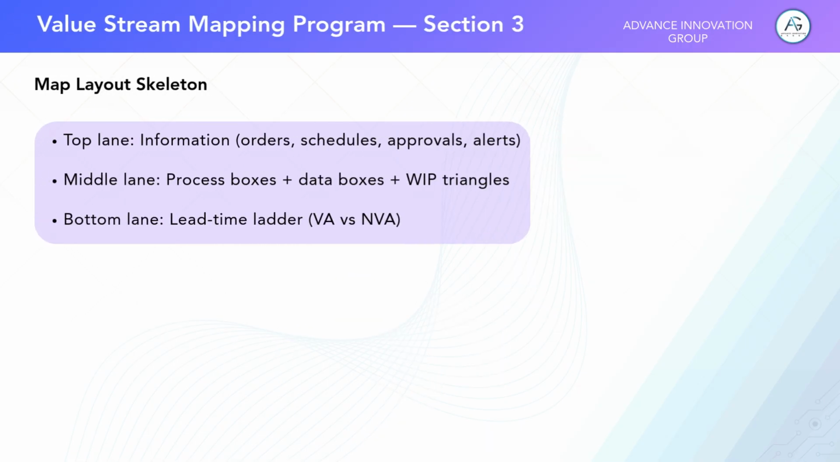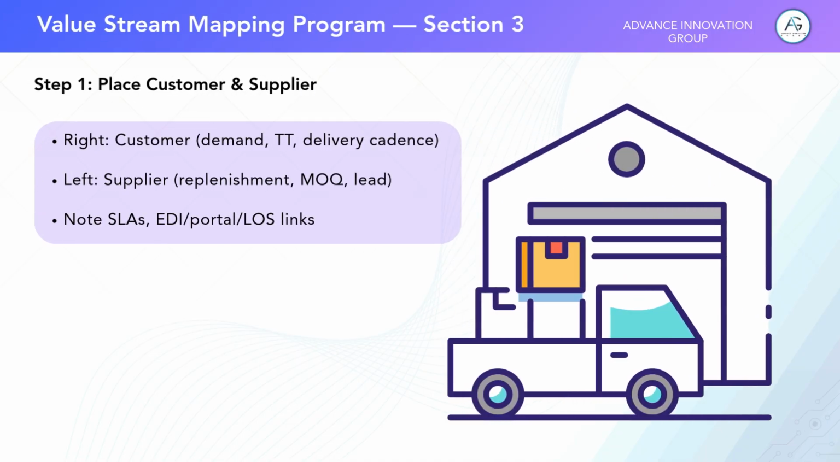This slide shows the basic skeleton of a value stream map layout. The top lane represents the information flow, including orders, schedules, approvals, and alerts. The middle lane contains the process flow, showing process boxes, data boxes, and VIP triangles. Finally, the bottom lane is the lead time ladder, where we compare value-added and non-value-added time to understand total process efficiency.